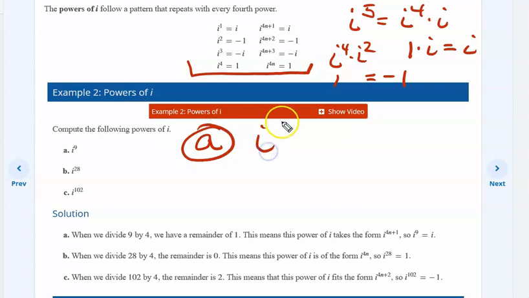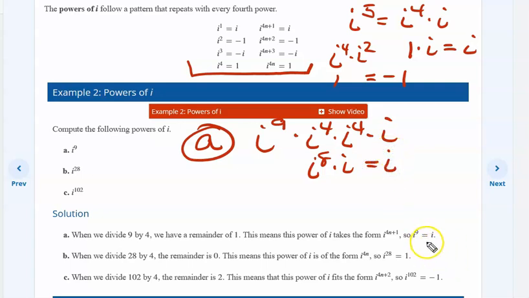which is i to the ninth, can you see this is going to be i to the fourth times i to the fourth times i. I'm taking that exponent 9 and dividing it into 4 multiples of 4. Well, this is i to the eighth times i, and any fourth multiple of exponents is just going to be a 1. So 1 times i, this is going to be i, which is what they show here.